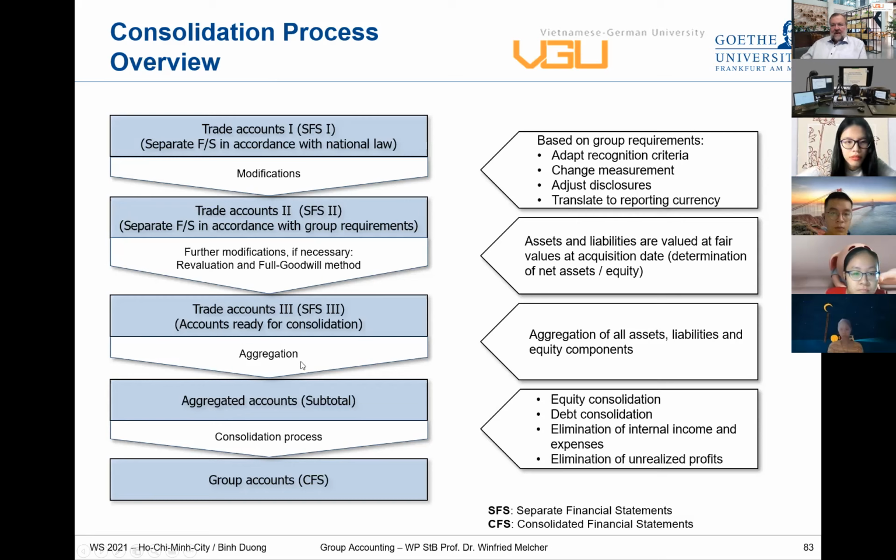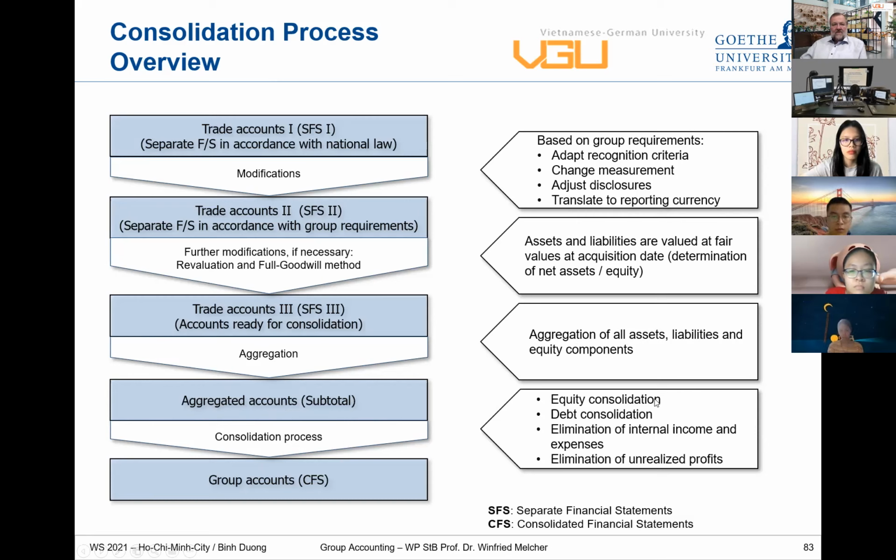Okay, and then we will aggregate those trade accounts number 3 and aggregate all assets, all liabilities, and equity components. And then we have a subtotal, as we had in this first example of Ghana. We had a subtotal, and then we will do the final consolidation process. And this final consolidation process includes 4 steps.